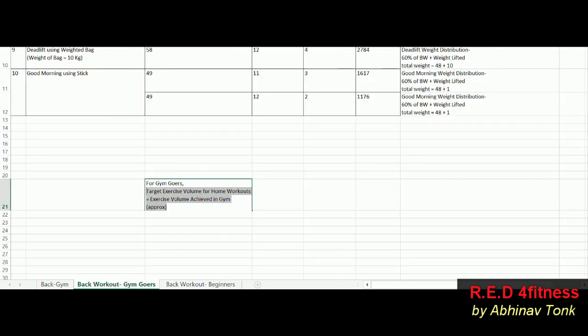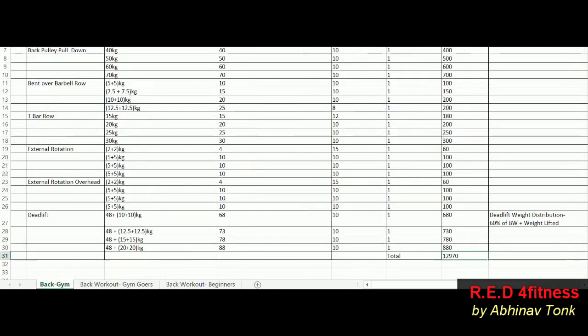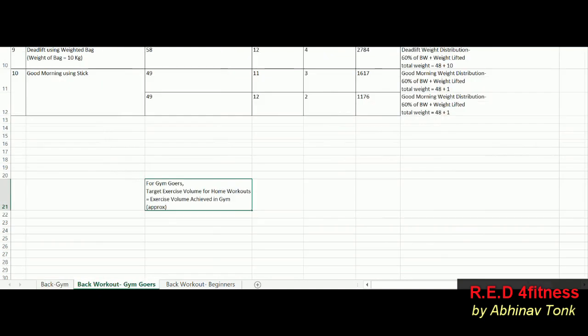For gym goers, the target exercise volume for home workouts will be the exercise volume achieved in the gym. So it has to be approximate. Approximately 12,970 is the target exercise volume when I design the workout for gym goers.